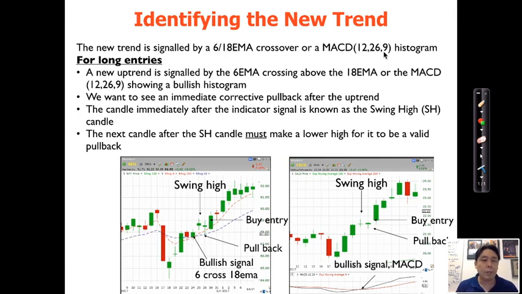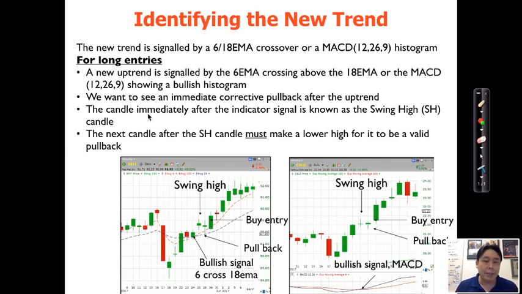All right. So for long entries, we are looking for a new uptrend signal either by the 6 EMA crossing above the 18 EMA and the MACD showing a bullish histogram, or the MACD crossing bullish. If you don't use a histogram, you just want the MACD line to cross above the signal line. Either one of these signals would indicate the start of a new uptrend. So the moment you've got a new uptrend, we don't enter yet. Not just yet. We want to see an immediate corrective pullback after the uptrend has begun.